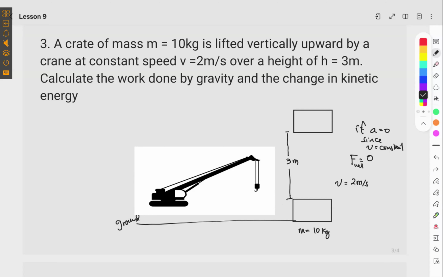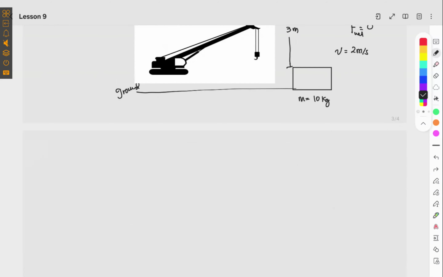The heat is moving at a constant velocity of 2 meters per second. All right? Comprende, Tony? Yes, teacher. Okay. So we can find the work done by gravity. The work done by gravity is simply what?